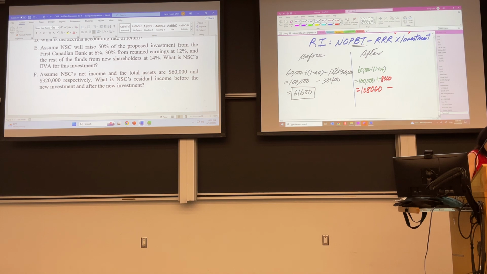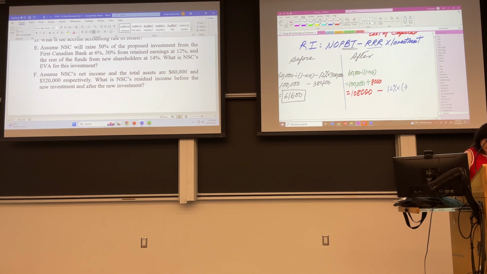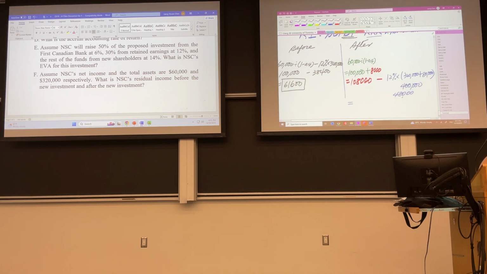Minus required rate of return, also 12%. Okay, now your investment, 320,000. We add an additional 80,000. Now the total company's asset becomes 400,000. The cost of capital on average, 12%. So this is $48,000. You use other people's money, 400,000. Okay, in general it costs you 12%. 108 minus 48, the answer is 60,000.